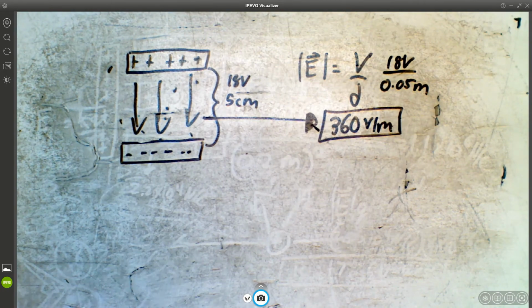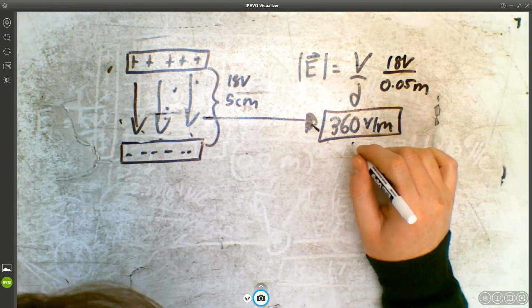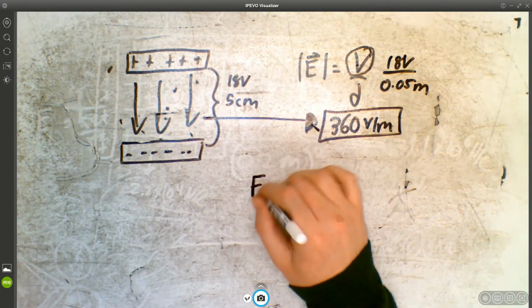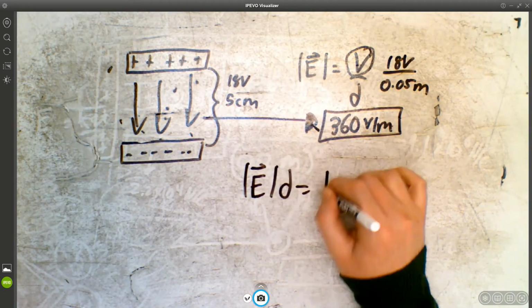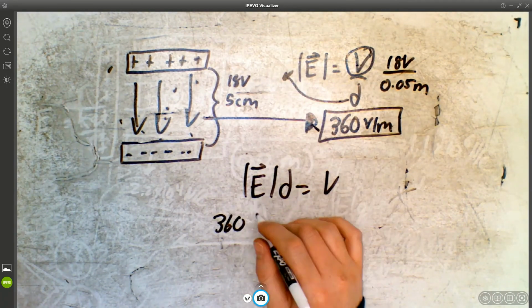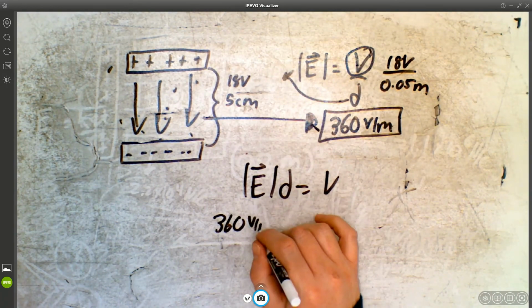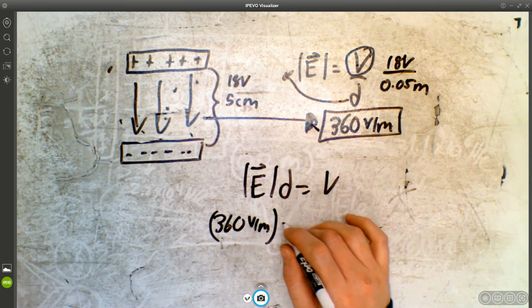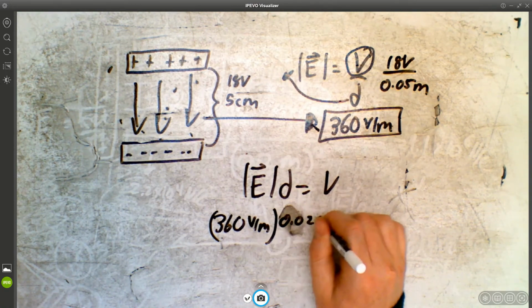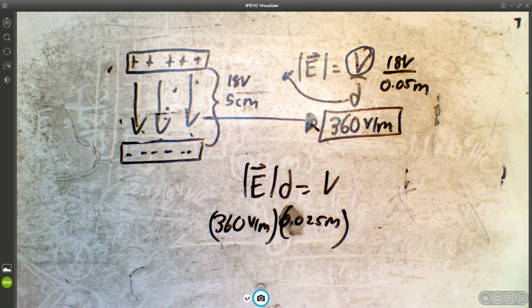So what changes then? Well, if this is constant, then what changes is our voltage, right? So electric field times distance equals voltage. If I move that up there, well, if we go 360 volts per meter, and we multiply that by, no, centimeters, 0.025 meters. Now we're only 2.5 centimeters. Well, what's going to change?